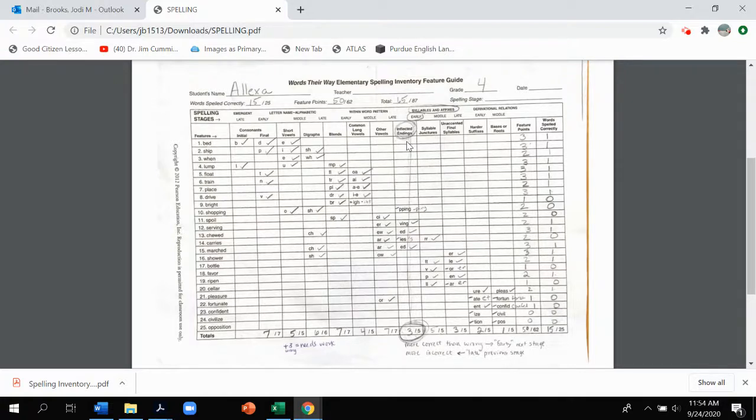Hopefully this is helpful, and when you're working on your analysis and trying to figure out where your student lands for instructional purposes, this will help you get to that next stage. Thanks a lot.